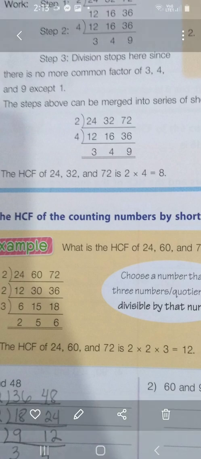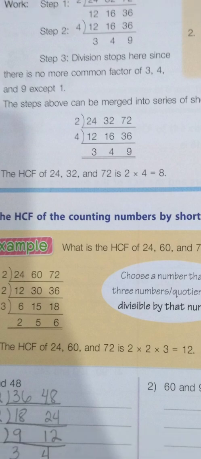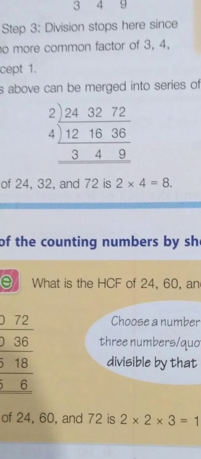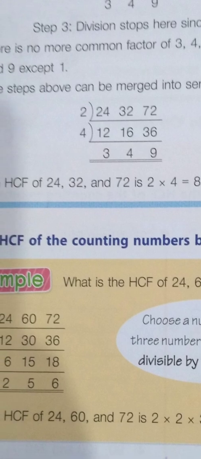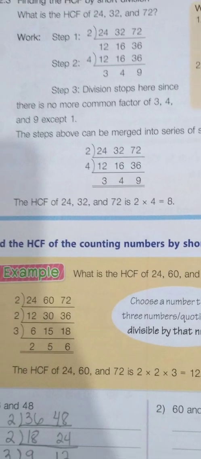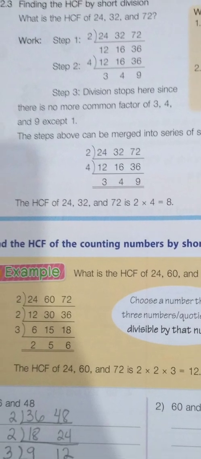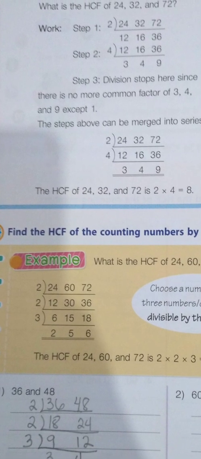And then which number is divisible by 12, 16, and 36? Which is number 4. So 12 divided by 4 is equal to 3. 16 divided by 4 is equal to 4. 36 divided by 4 is equal to 9. And we stop from there, because there's no more common factor.